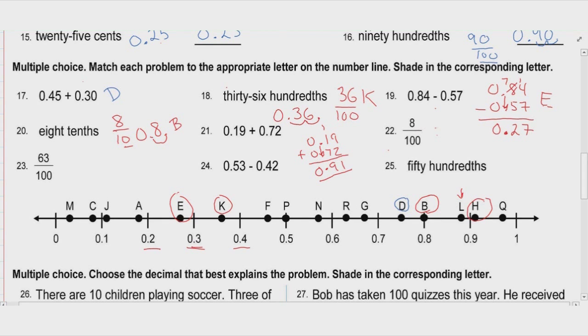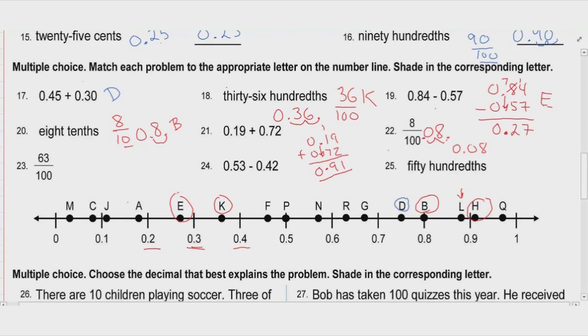Number 22, we have 8 over 100. So we have 8. The decimal is not in sight, so it's on the right. It's right there. And since we have 2 zeros, we move it 2 spaces. 1, 2. So it's right here. And we add a 0 in the empty space. So really we get 0.08. So this means it's less than 0.1.